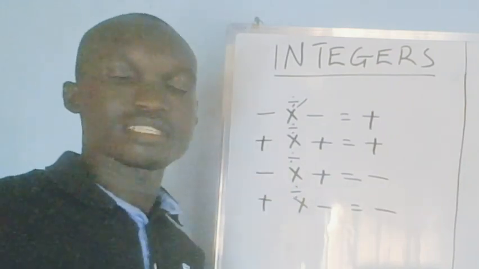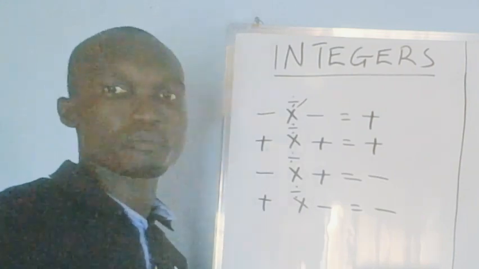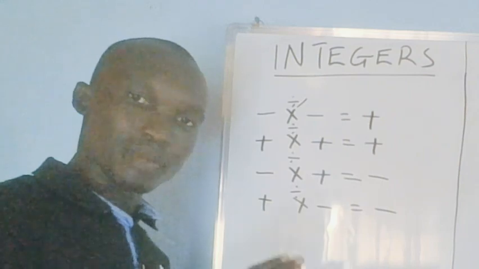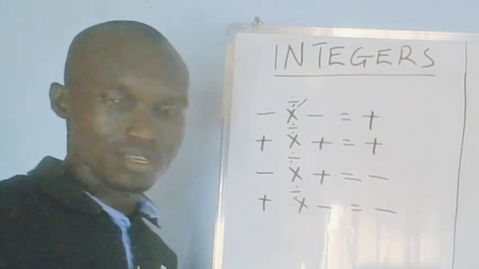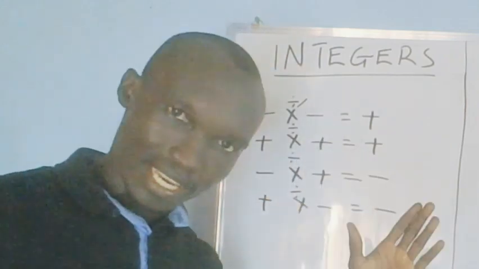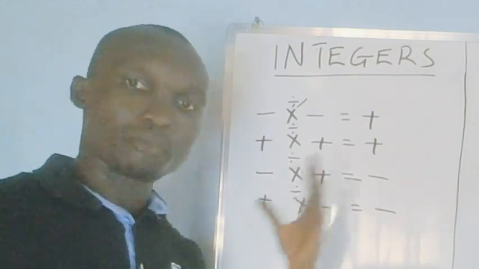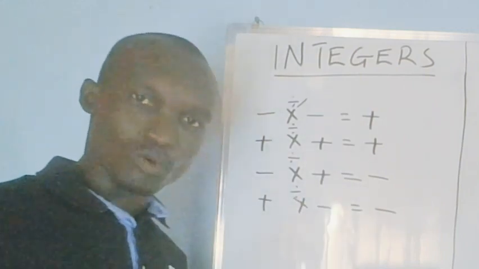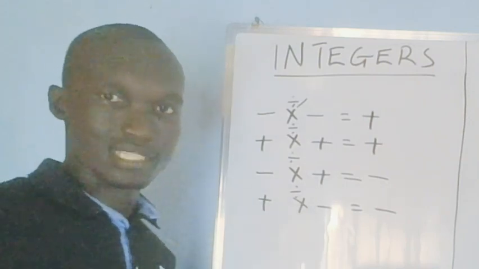The negative one is a stronger sign. That's why it always powers off the positive sign. So wherever you're multiplying negative with positive, it will always be negative. Wherever you're multiplying, wherever you're dividing a negative with a positive, or dividing a positive by a negative, the answer will always be negative, because the negative one is a stronger sign.